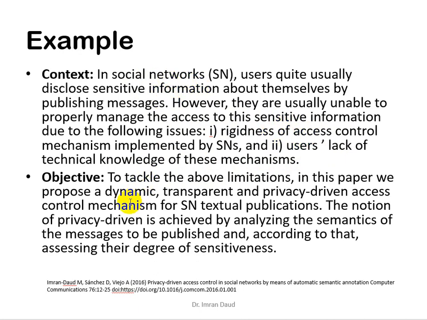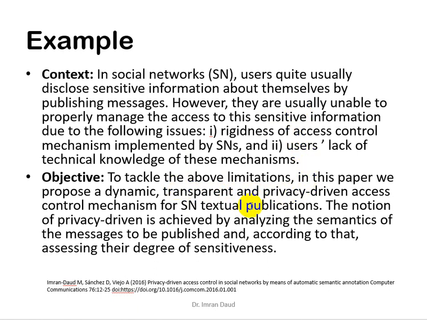Now in the objective part, he will be talking about how he is going to solve these problems which are mentioned in the context. To tackle the above-mentioned limitation, you see, there is a coherency between these two things, context and objective. He has mentioned some problems here, and now he's talking about how he's going to solve them, or what objective he will be achieving to solve these problems.